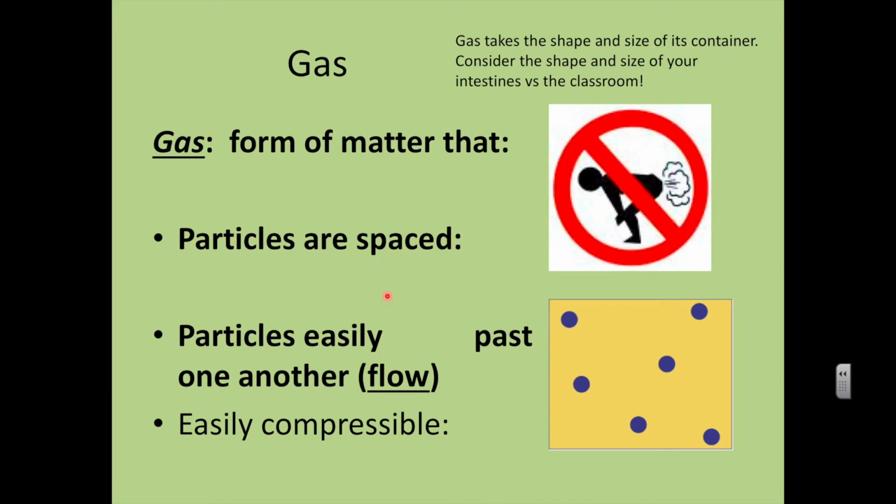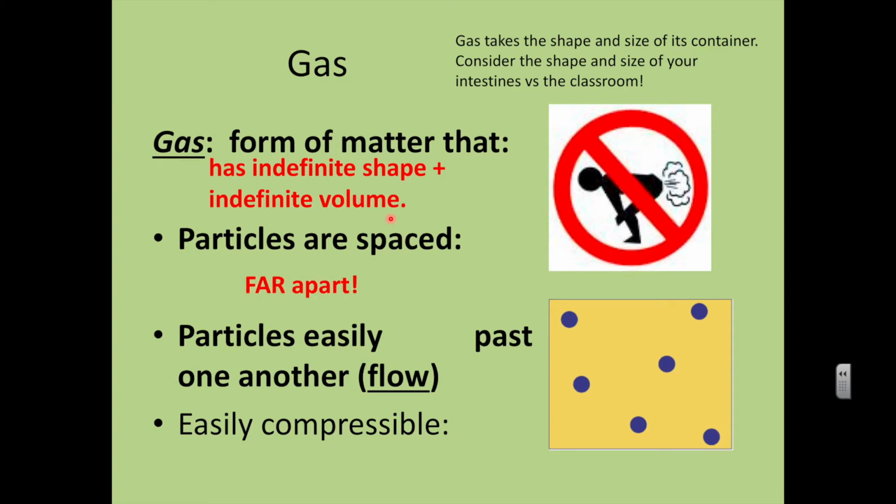Now a gas is a form of matter that has an indefinite shape and an indefinite volume. The particles are spaced very far apart, and they will easily move past one another. And so they are easily compressible, which means there's a lot of empty space in between, so you can compress that empty space and get those gas particles closer together. They will take the entire shape of the container, and they will expand to fill their container.